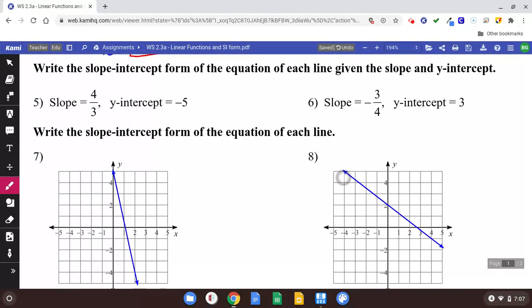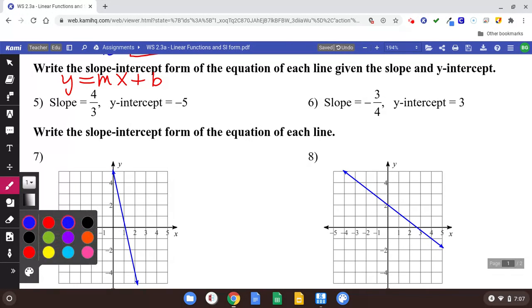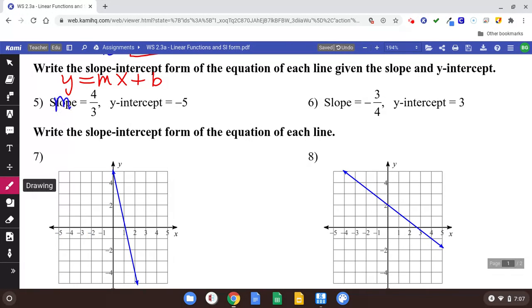Next one, write the slope-intercept form of the equation of each line given slope and y-intercept. So here's where we want to use that y equals mx plus b. And so in this problem, this is supposed to be easy because we know slope is m and y-intercept is b. So really all we have to do is plug them into the right spot. Plug the m in here and plug the b in here, and that's your answer. So we would have y equals the m number times x plus the b number. So we have plus negative 5. Plus negative 5 is the same thing as minus 5.